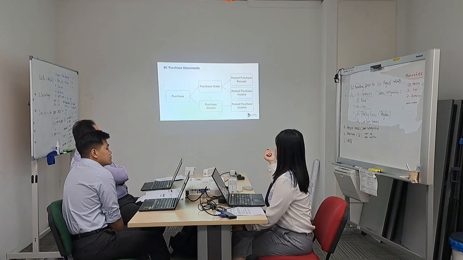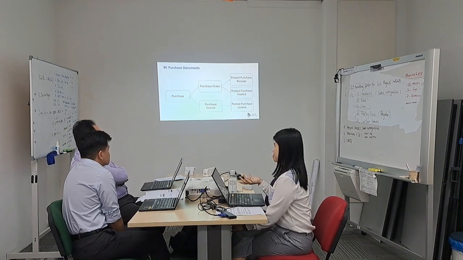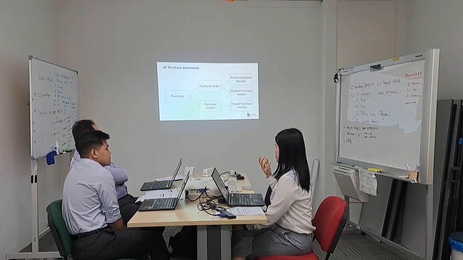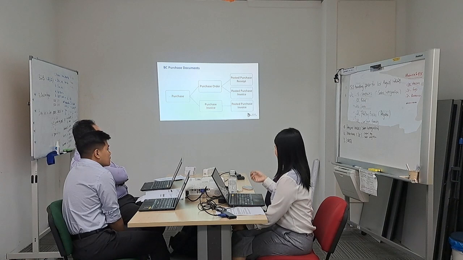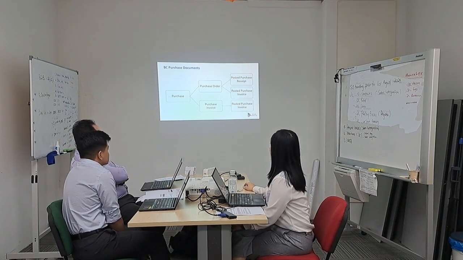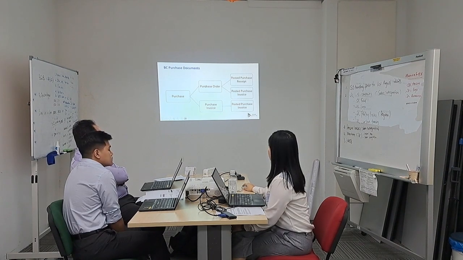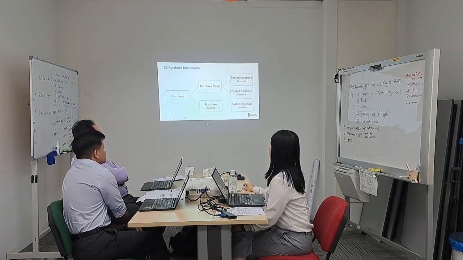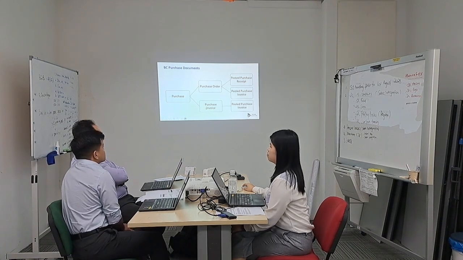Like a supplier, like your utility bill. No need to place an order with DNB, DNB just bills you. So for that kind of transaction, usually they don't create a PO, they just create a purchase invoice.